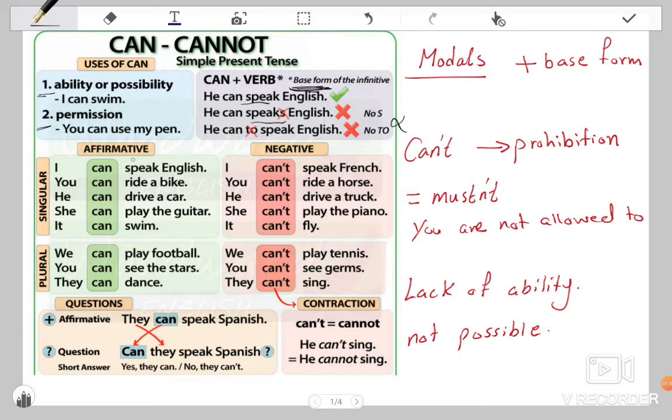Now, when we talk about affirmative, المثبت, I don't care whether the subject is singular or plural. So can goes with what? With everything. So you can say I can, you can, he can. So can goes with all types of subjects, whether it is singular or plural, pronoun or a noun. And the same thing is for the negative form. But instead of can, you will say what? I can't. So I can speak English, but I can't speak what? French.